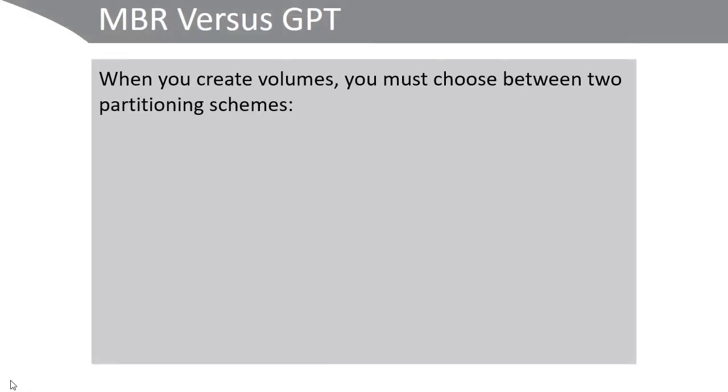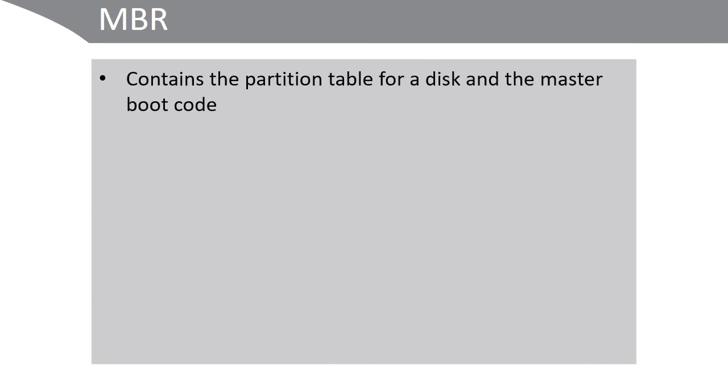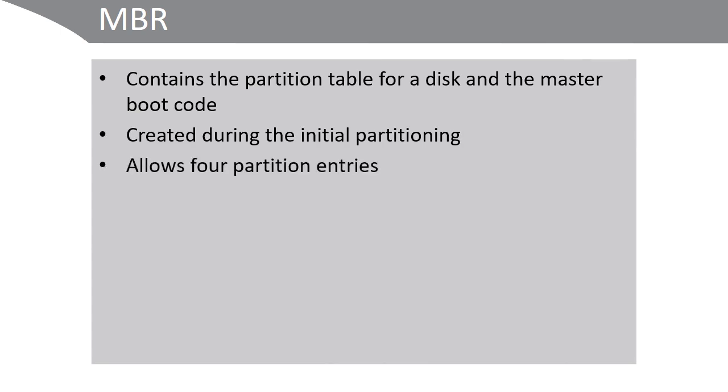When you create a volume in a computer, you must choose between two partitioning schemes: Master Boot Record, or MBR, and GUID Partition Table, or GPT. MBR contains the partition table for a disk and the master boot code. It's created during the initial partitioning process. MBR disks allow for 4 partition entries on a single disk.